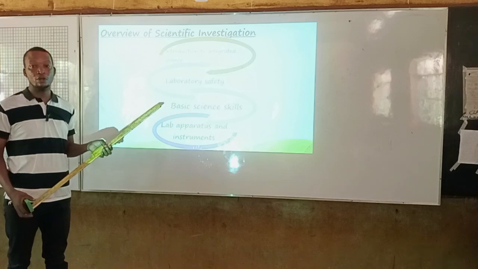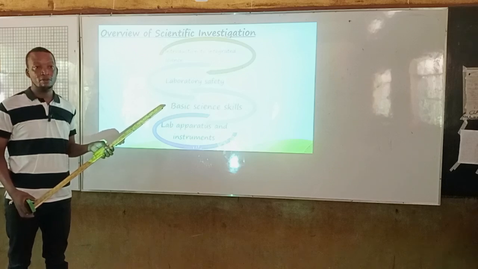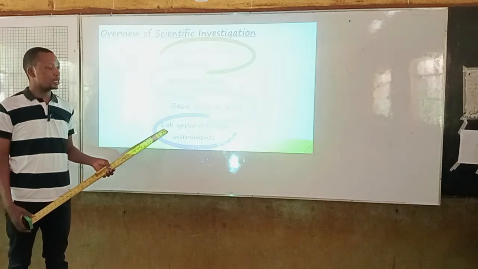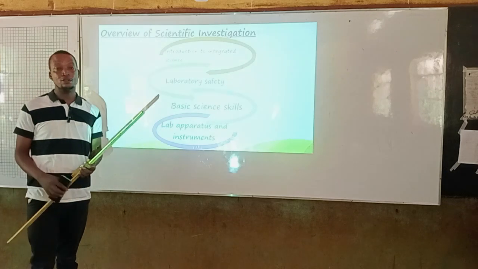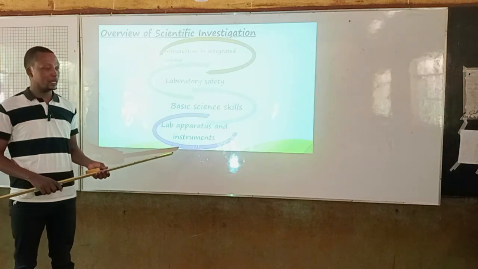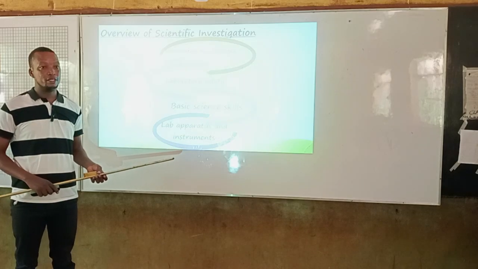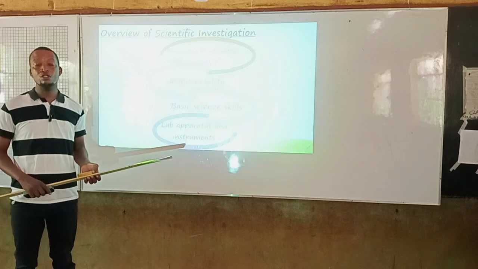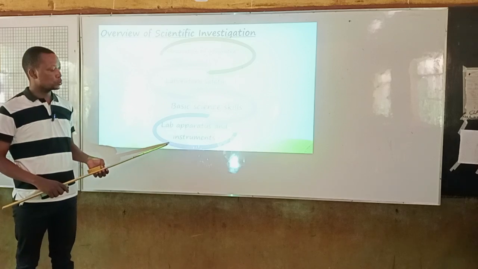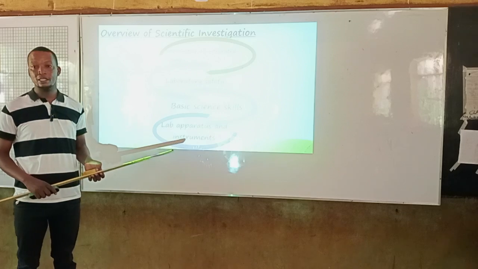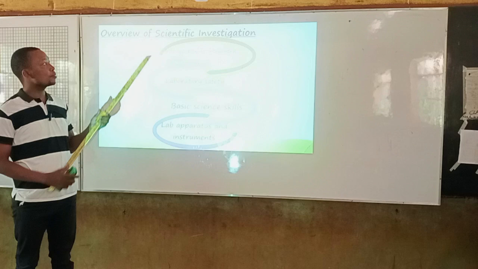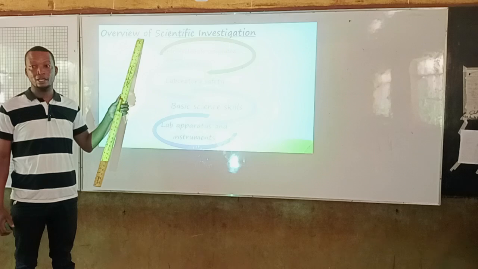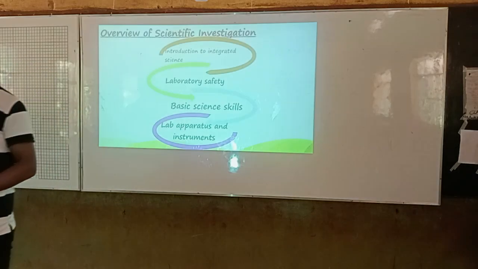After that, we also look at the international system of units, the SI units. Then we will also look at laboratory apparatus and instruments. All these laboratory apparatus and instruments, we are going to use them in the laboratory. So we look at the apparatus which are used to measure, different apparatus used to measure length, to measure weight, etc. Now, this is just a brief overview of what we will be learning in this strand about scientific investigation. Are we together, learners? Yes, very good.